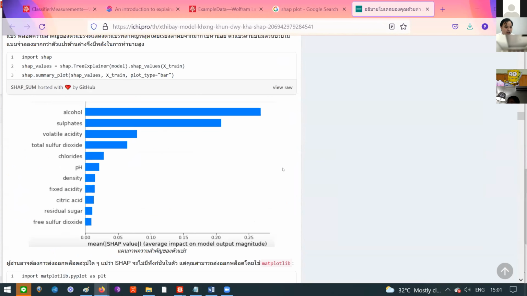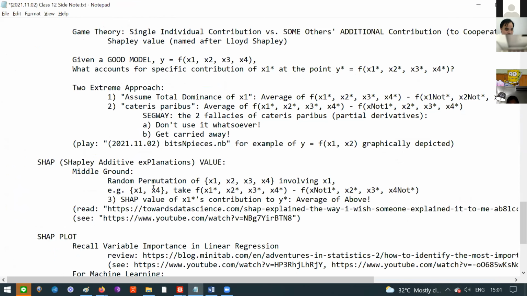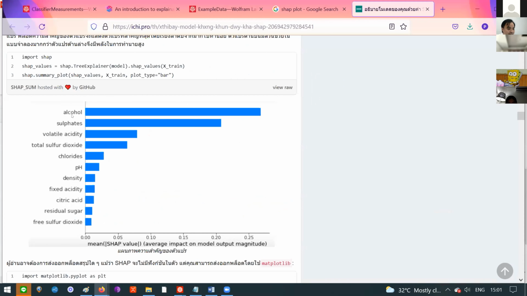Okay, if I take the individual SHAP values for all the points for each explanatory variable, and I take the average of the absolute value, because I don't care about direction now, it would turn out that for this model, alcohol is the most important variable. Sulfate is the second most important variable. By important, it means it pushes the model.